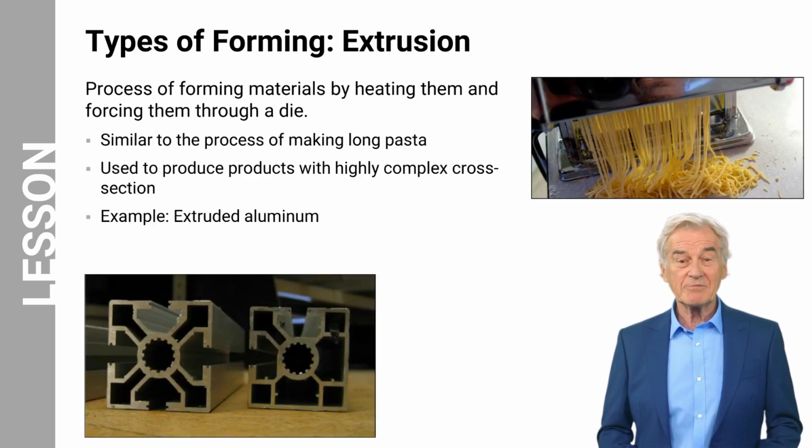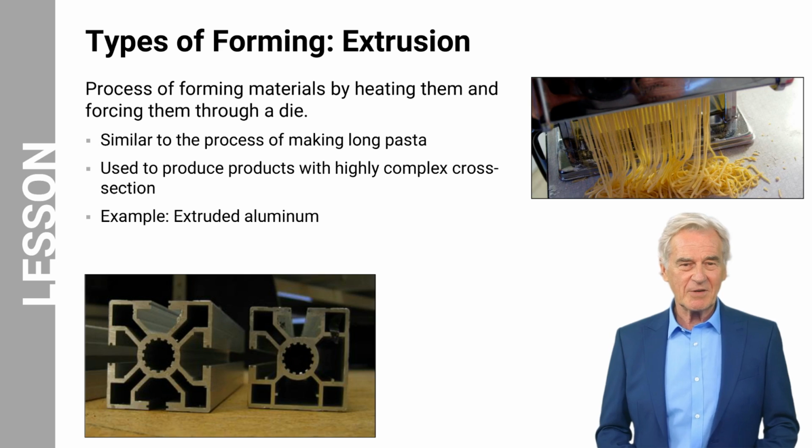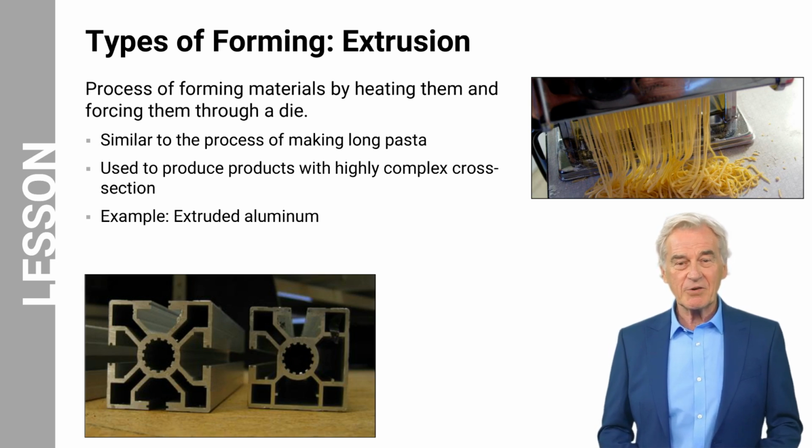Extrusion is the process of forming materials by forcing them through a die and is similar to the process used for making pasta. The extrusion process is used to form shapes from metals, plastics, or ceramics and can produce shapes with highly complex cross-sections.